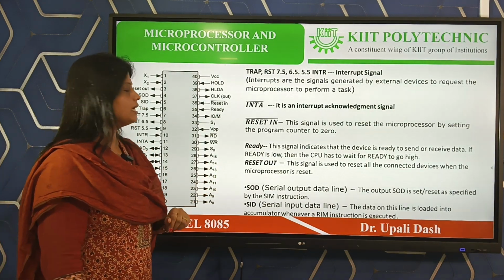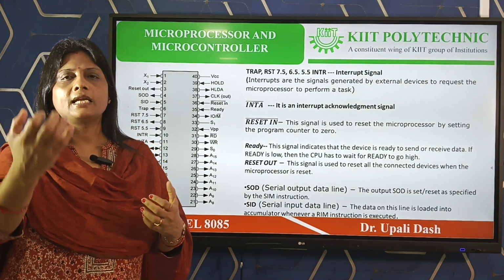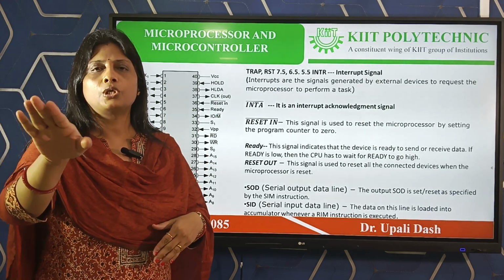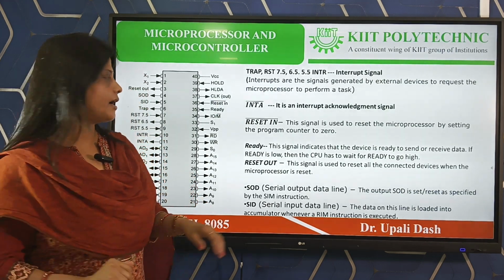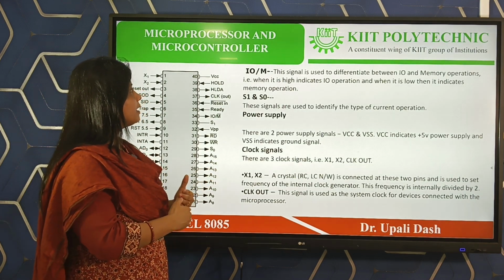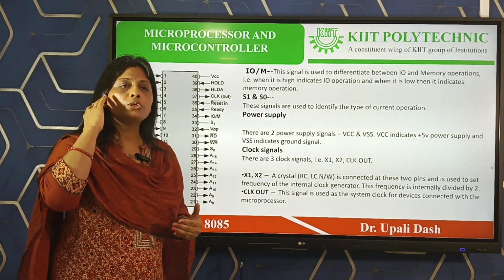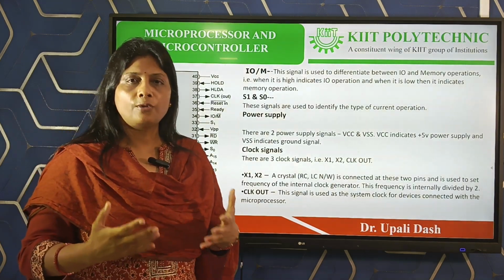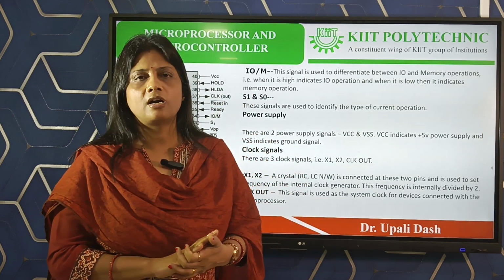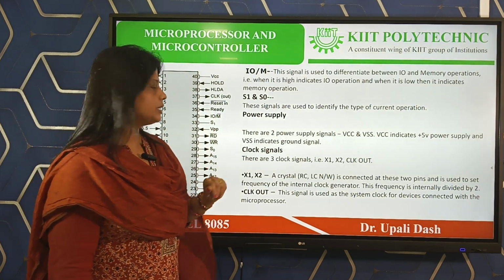SID and SOD are the serial input data line and serial output data line. If some data is taken from input, then SID is high. If data is given from the processor to the output device, then SOD is high. SOD means serial output data line. Similarly, IO/M bar, S1, S0 are the control signals, whether the signal is for input output devices or for memory. And similarly, clock is 3 megahertz, we know that, and power supply is plus 5 volt.